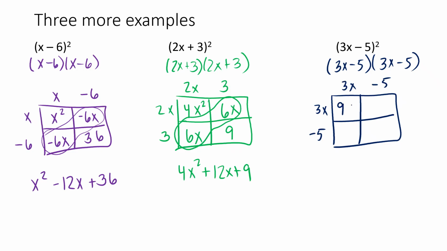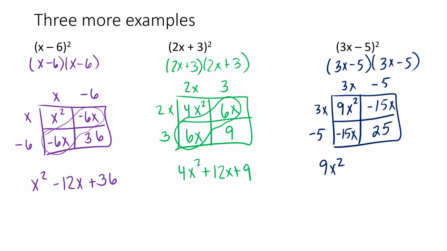3 times 3 is 9. X times x is x squared. 3x times negative 5 is negative 15x. And if you hadn't noticed, you might have noticed a pattern where these two boxes are the same in every single problem. That's because we're multiplying the same binomial. And negative 5 times negative 5 is positive 25.